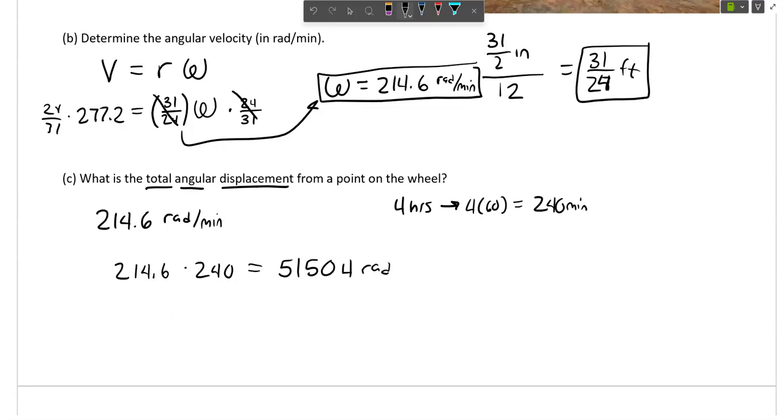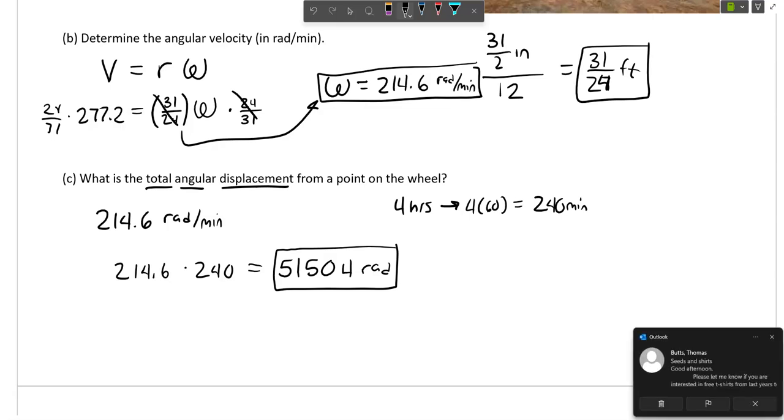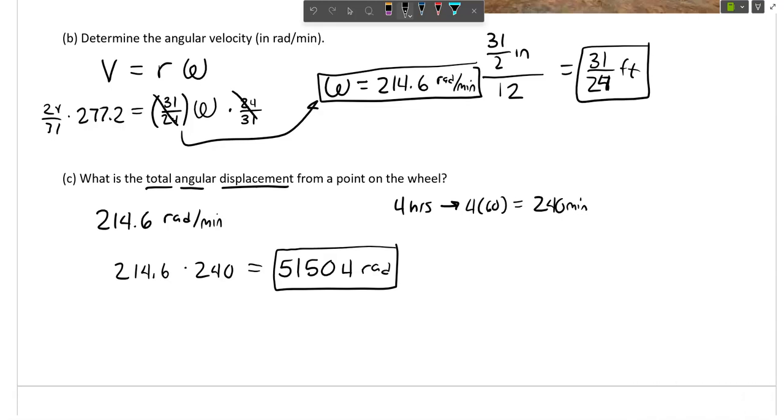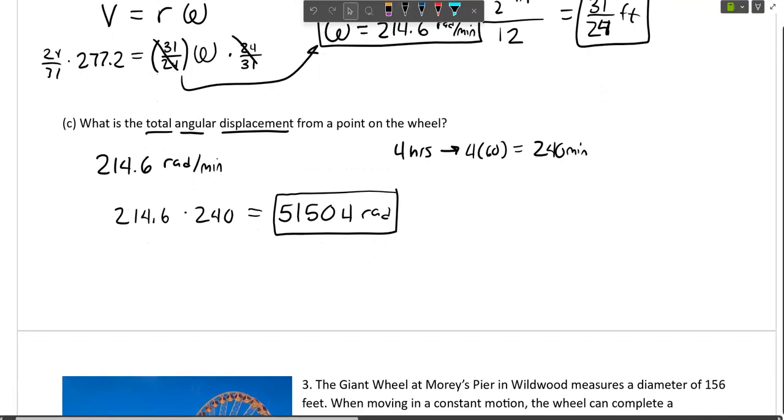51,504 radians. Wow, that is a lot. Well, that would make sense. In a 4-hour drive, that wheel is going to spin a lot. If it helps to give you any perspective, let's put that in revolutions, because if you divide by 2 pi, or 6.28, whatever you want to call it, we're going to get 8,201 revolutions. That's how many times the wheel is going to have to spin in order for this to happen.